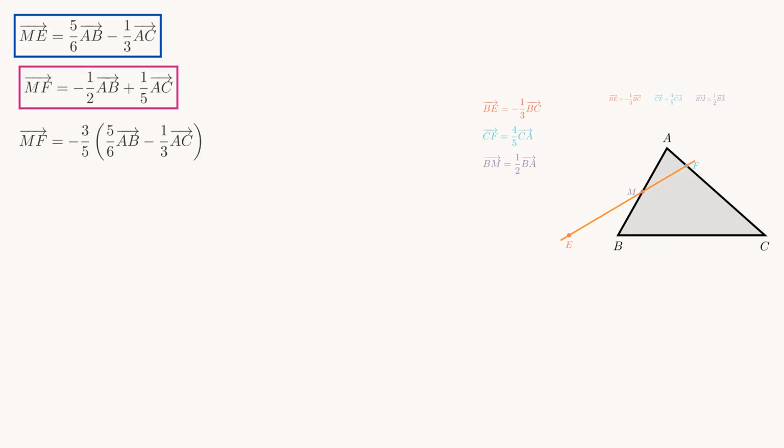Now, the key moment. We factor MF by minus 5/5. Look closely at what is inside the parentheses. 5/6 of AB minus 1/3 of AC. But that is exactly ME. So MF equals minus 3/5 of ME. MF is a multiple of ME. The vectors are collinear, and since they share point M, E, M, and F are aligned. The proof is complete.